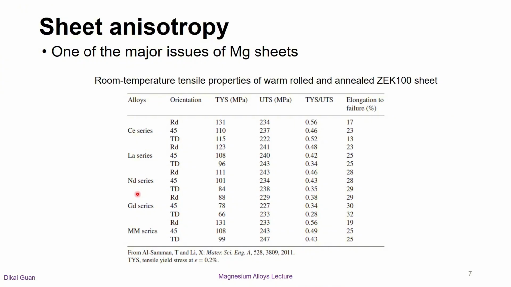The yield stress obtained along the RD is much higher than that obtained from the TD. The ductility is lowest for the RD and greatest for the TD in all alloys, except for the cerium-containing alloy. The highest ductility, together with an ultimate tensile strength of 233 MPa, is achieved in the gadolinium-containing sheet that was tested along the TD.